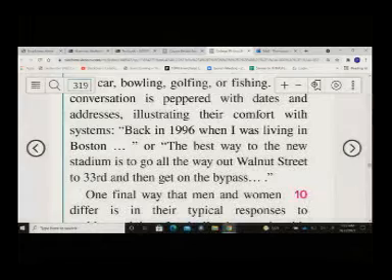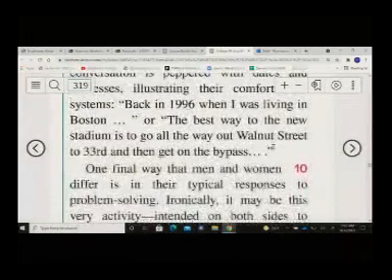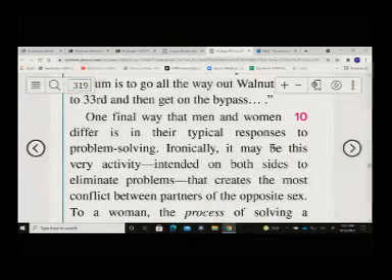That's why men don't like to ask for directions. They think they just know it automatically, right? One final way that men and women differ is in their typical responses to problem solving. Ironically, it may be this very activity, intended on both sides to eliminate problems, that creates the most conflict between partners of the opposite sex.